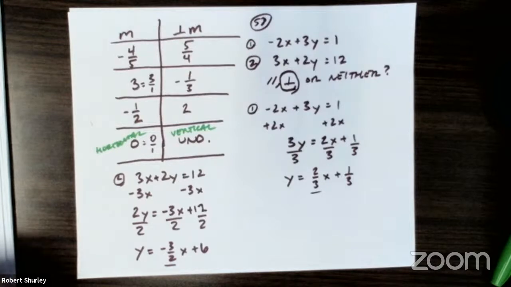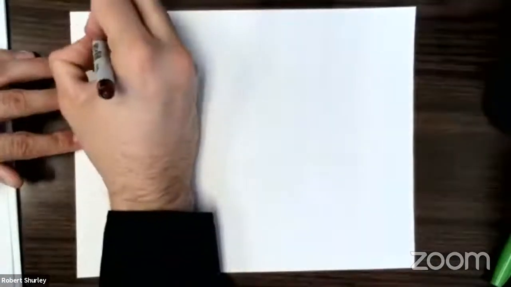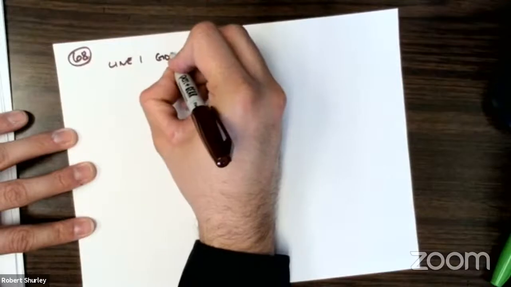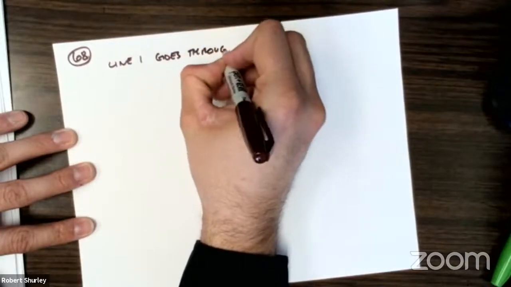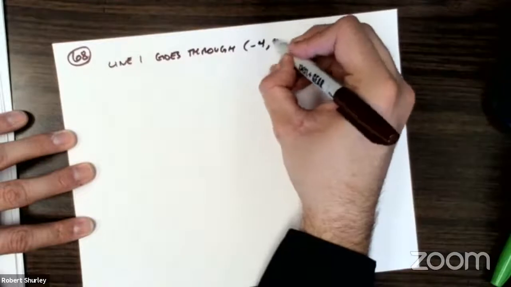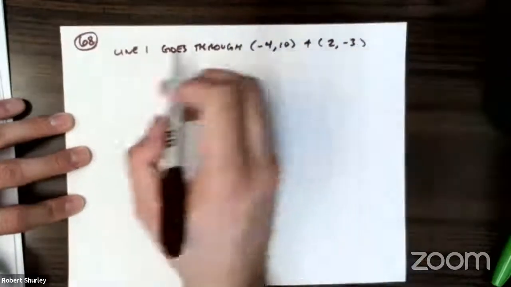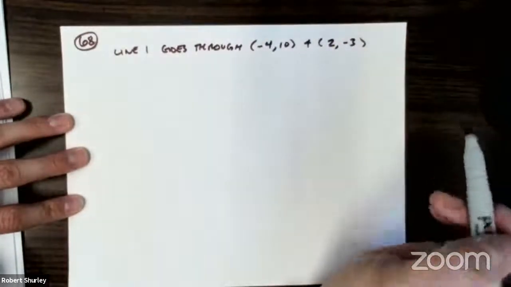Okay, let's do another one like that, but they give it to you a little differently. This is number 66 in the homework. Well, no, let's do 68. Number 68, on page 197, in that same 3.2 section. It says, line 1 goes through (-4, 10) and (2, -3).